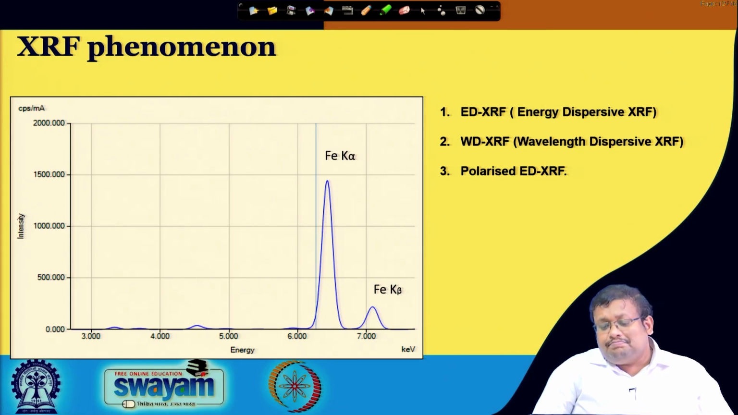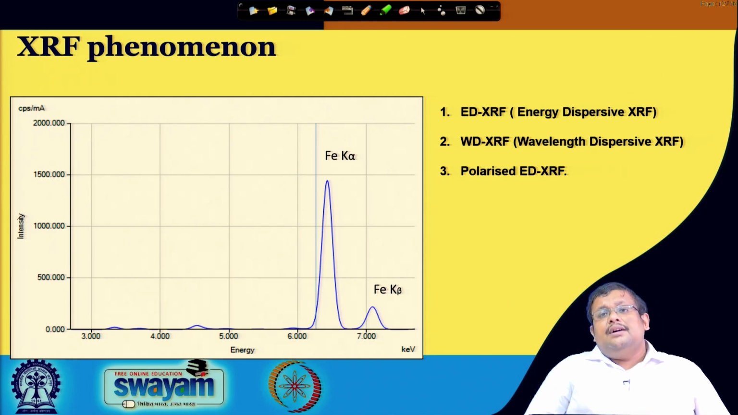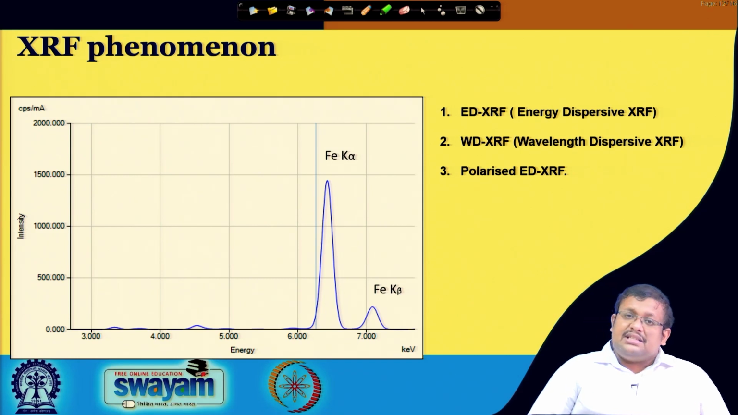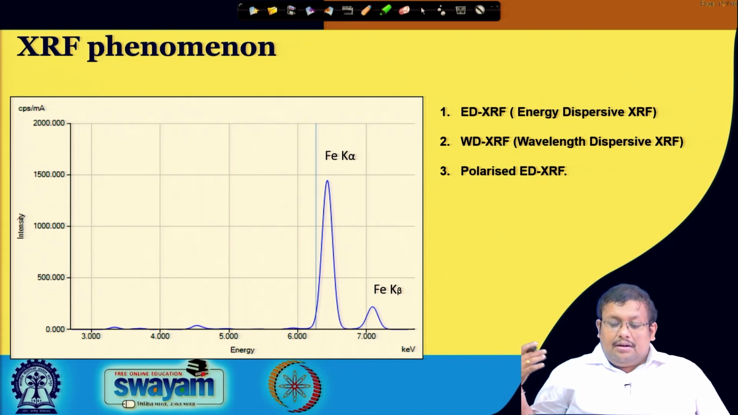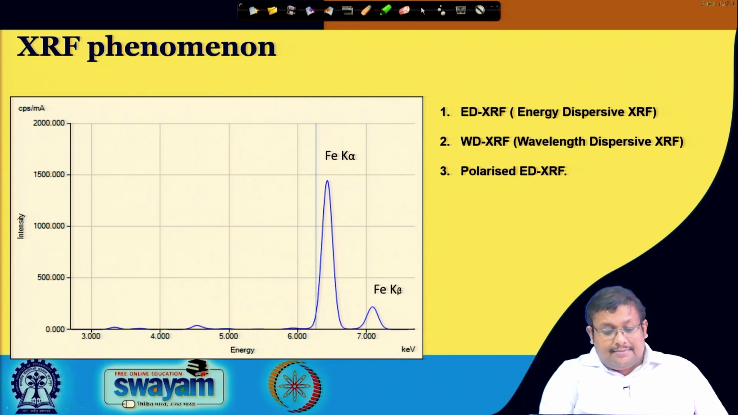There are different types of X-ray fluorescence spectroscopy, three types mainly. One is called energy dispersive X-ray fluorescence, the second one is called WD-XRF, that is wavelength dispersive X-ray fluorescence, and the third one is called polarized ED-XRF. We do not have enough time to discuss all of this, but these are very sophisticated and very accurate methods for total elemental analysis.